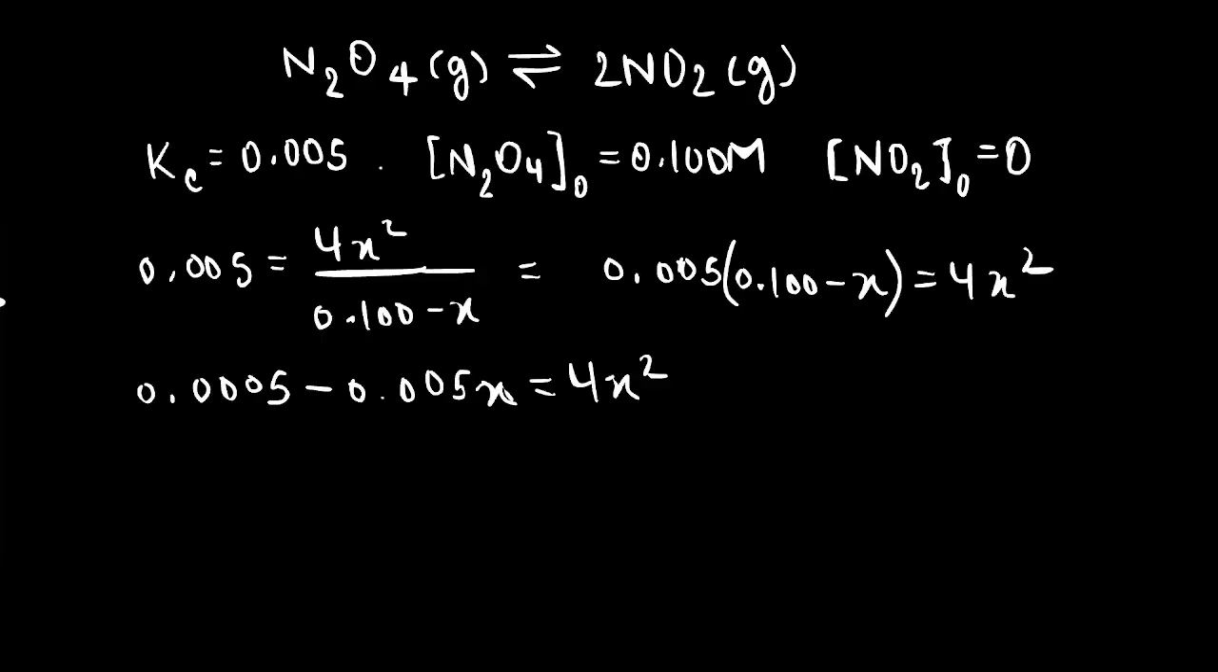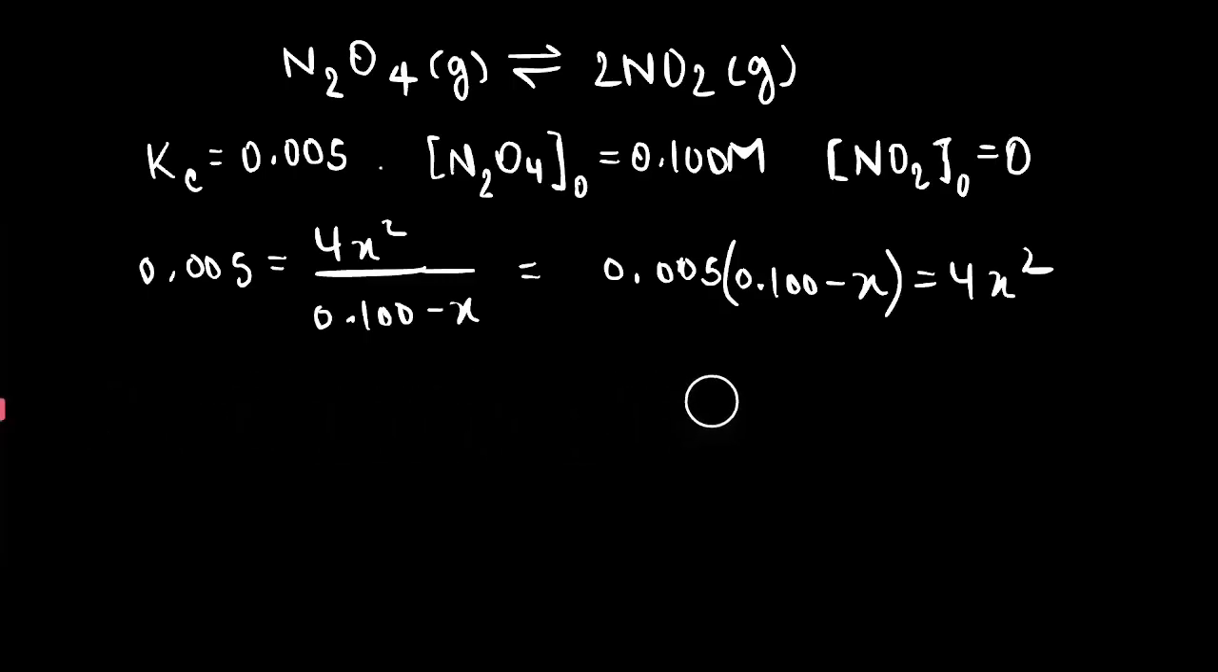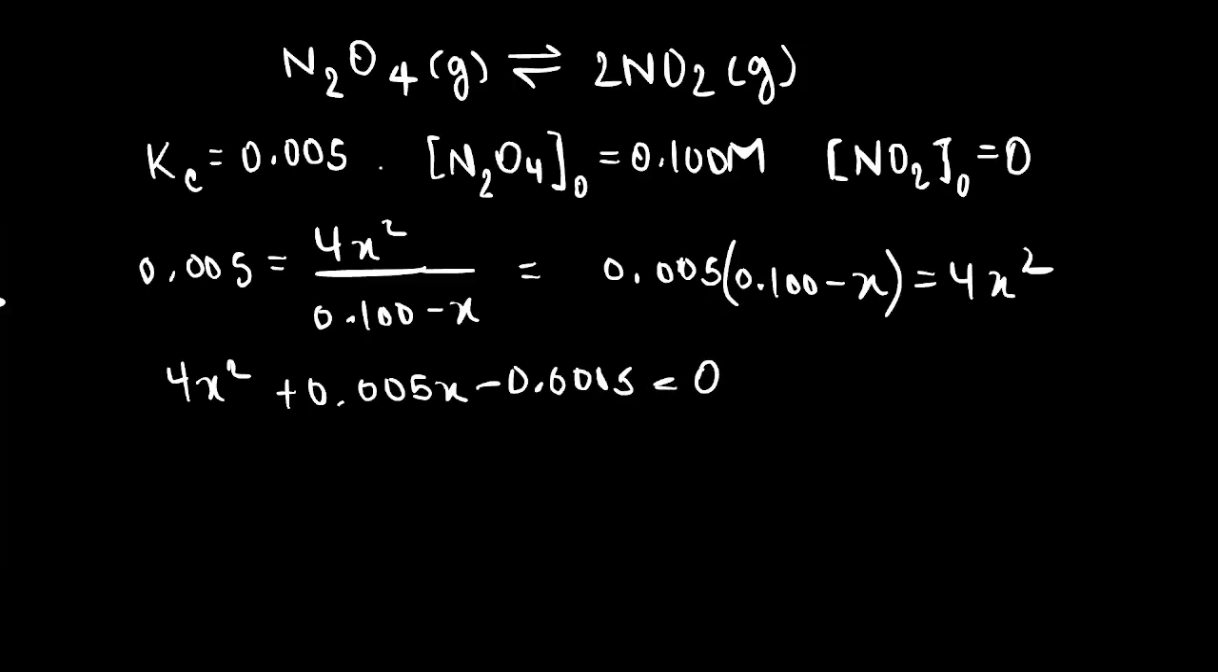And we can set this up like a quadratic equation by effectively moving over the 4x squared to the same side. And what it gives us is 4x squared plus 0.005x minus 0.0005 is equal to 0. So now, again, we know that this is in the form of ax squared plus bx plus c. So we have our a is 4, b is 0.005, and c is negative 0.0005.